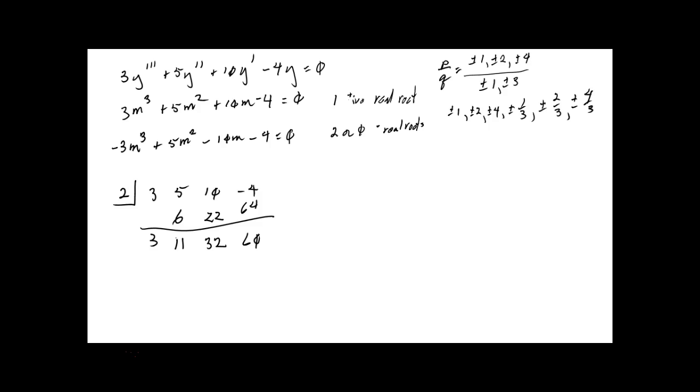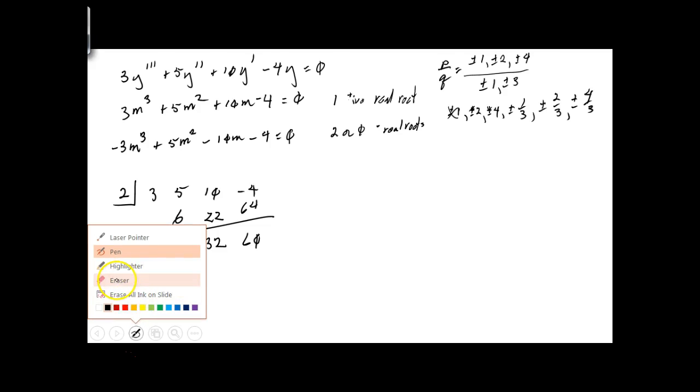Okay? So far, plus and minus 1 are out. Plus 2 is out. Okay? And we know plus 4 is out. Okay? Because we got positives down here. Okay? So, let's try again.